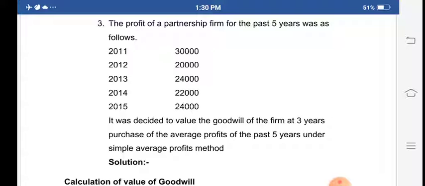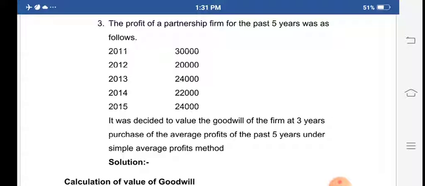It was decided to value the goodwill of the firm at 3 years purchase of the average profit of the past 5 years under the simple average profit method. With the help of this information we have to calculate the value of goodwill under this method, for 3 years purchase.